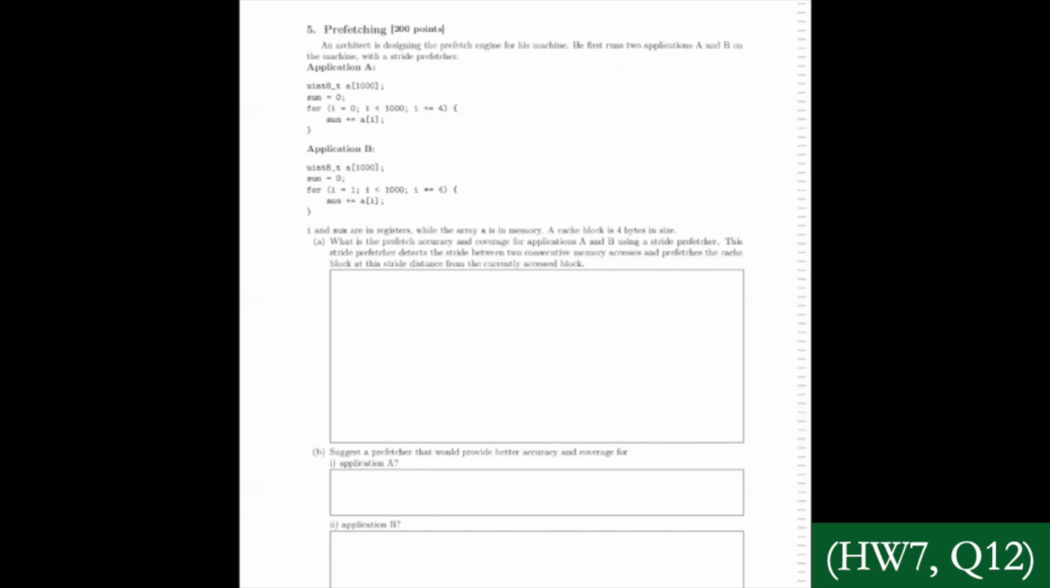We know that i and sum are in registers while the array A is in memory. We also know that a cache block is of 4 bytes in size.